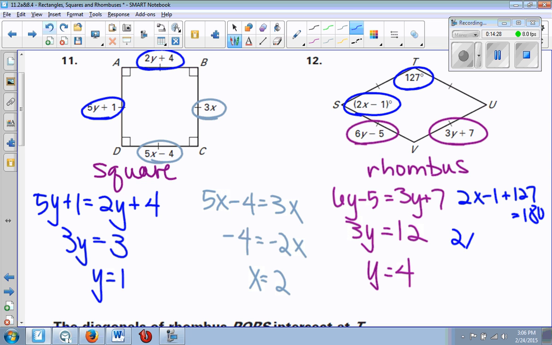So adding my like terms here, I get 126. Subtracting 126 gives me a value of 54. And dividing by 2 gives me a value of 27.